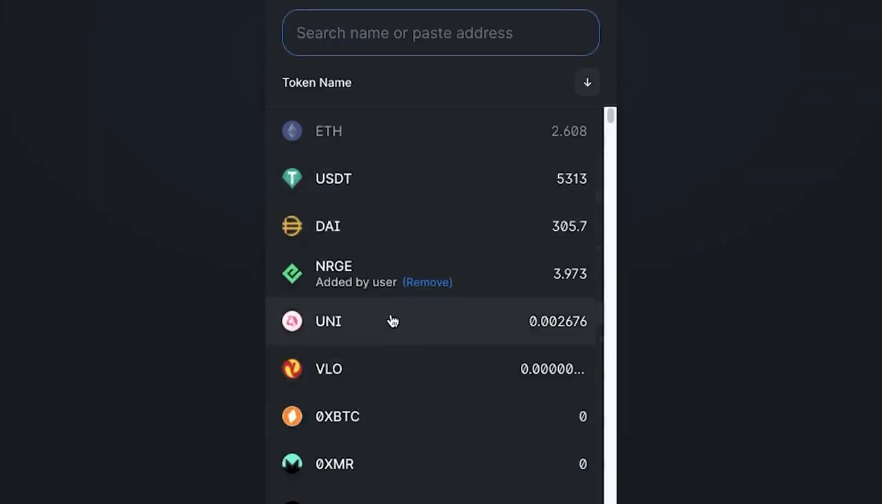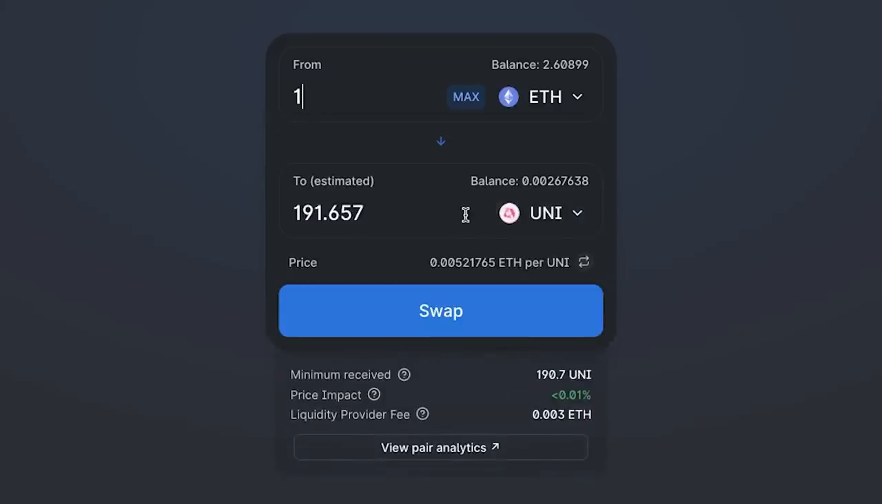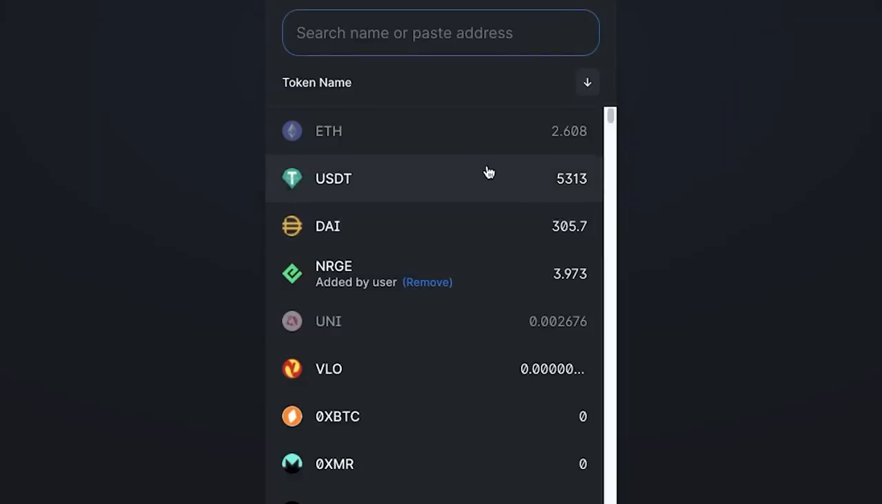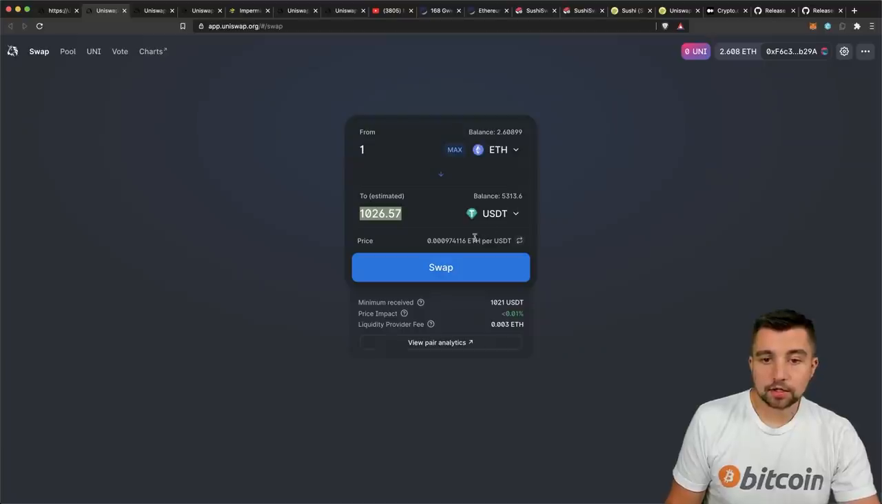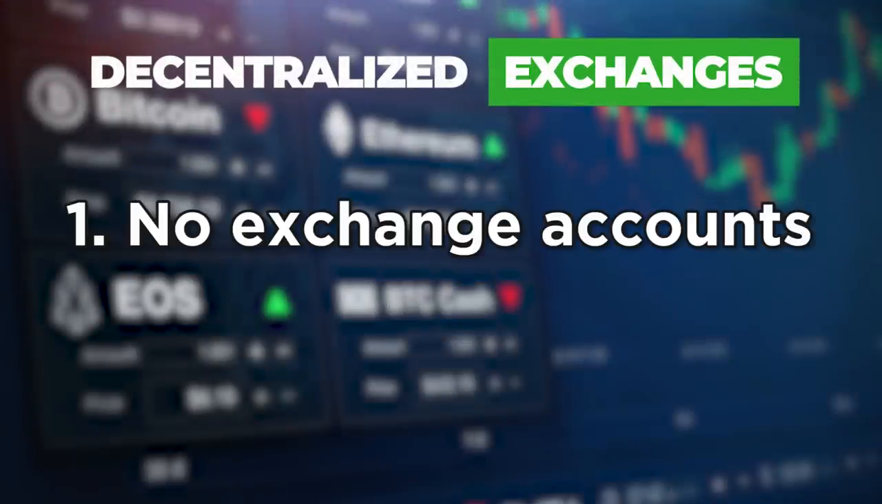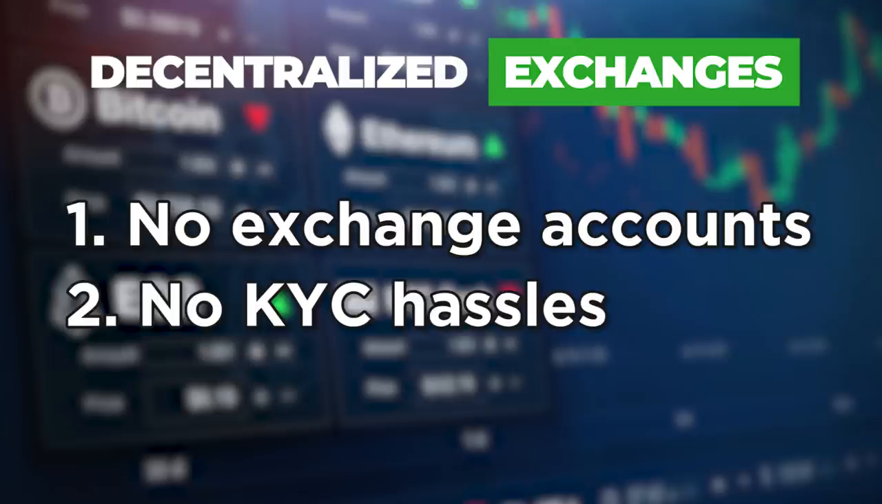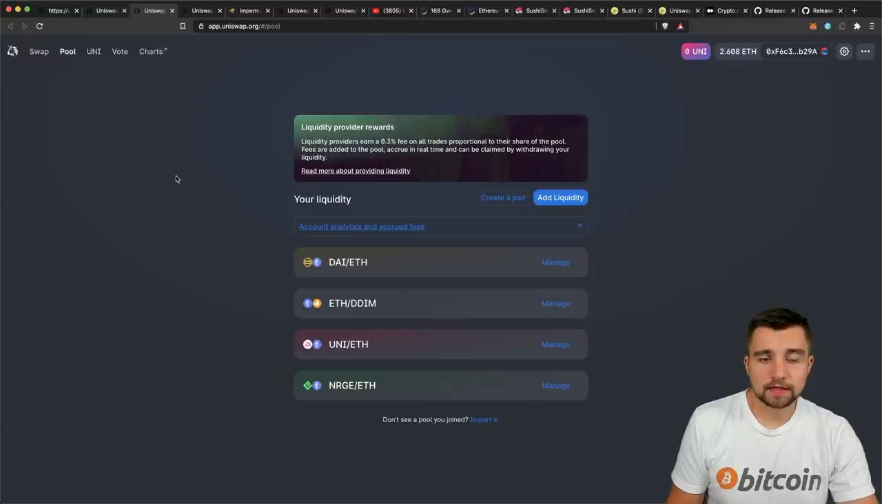So say I want to swap into Uniswap, right? I want to put one Ethereum in there. I would be able to get 191 tokens. Or say I wanted to hedge my risk. I want to sell one ETH out, and just like that, click, I could go ahead and swap. No exchange I've got to register an account on. No KYC, know your customer stuff I have to go through. To be honest, this stuff is freaking fantastic.